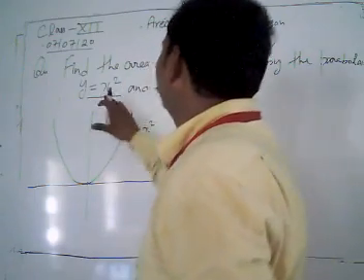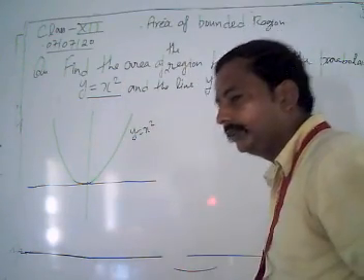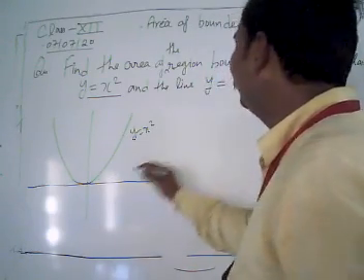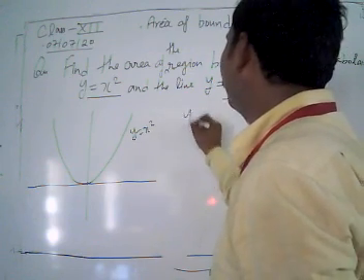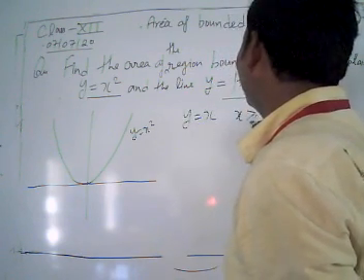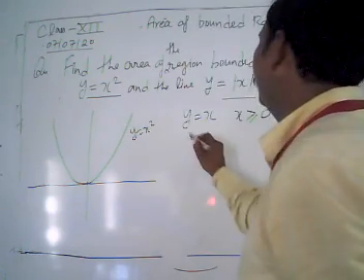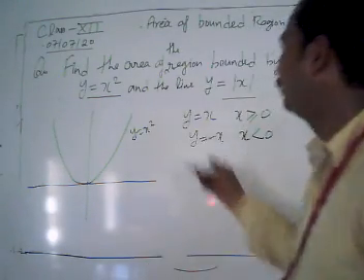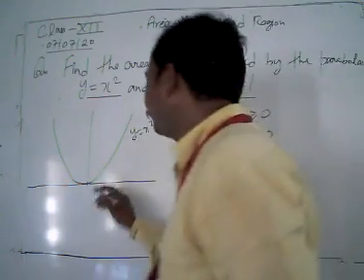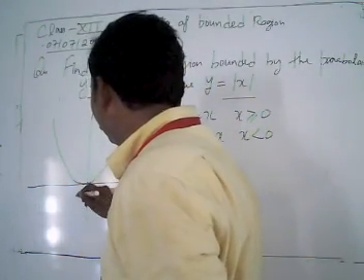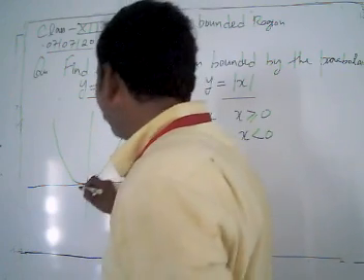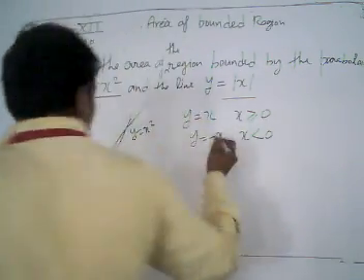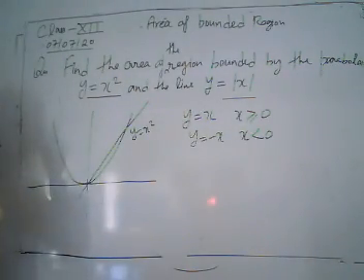Now look, the line y equal to mod x. In the first quadrant, our x is positive, x is greater than or equal to 0. There it is y equal to x when x is greater than or equal to 0, and y equal to minus x when x is less than 0. For plotting the line y equal to mod x, y equal to x is a line that passes through the origin, and y equal to minus x is again a line. What is its slope angle?